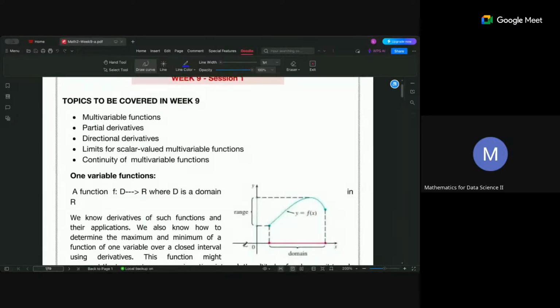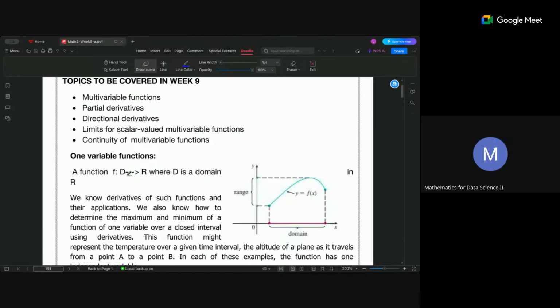Before that, quickly, if you have a function f from any domain D, so here D is a subset of R. Suppose you are having a function f from D to R, where D is a domain in R. Okay, so you may have some function like this. So here, for example, this is your domain, and all the points where f of x lie, that is your range, right? So this is the basic thing about a function, right?